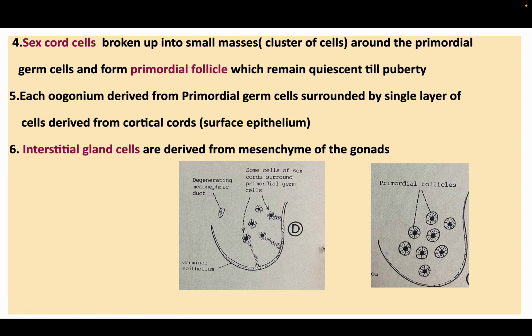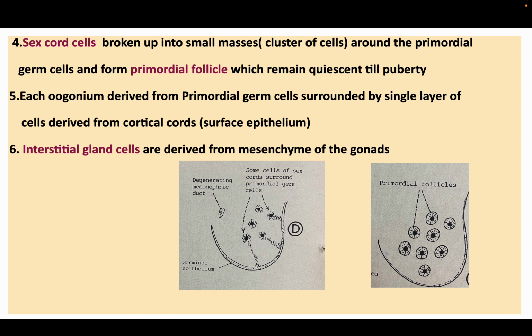Now what is happening here? It is different. In testis we have discussed that the growth of the sex cord is happening towards the hilum, that is towards the medullary portion of the testis, as cord-like structures. But in this case the sex cord cells break up into small masses or clusters of cells formed around the primordial germ cells, which are just coming from the wall of the yolk sac, and they form the primordial follicle which remains quiescent till puberty. So these primordial follicles are formed by breaking of the sex cord cells. Then they form small masses around the primordial germ cells.